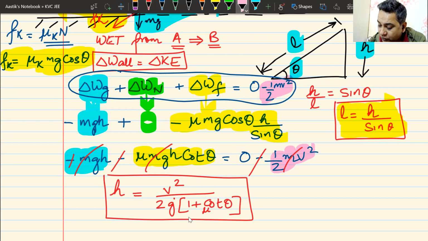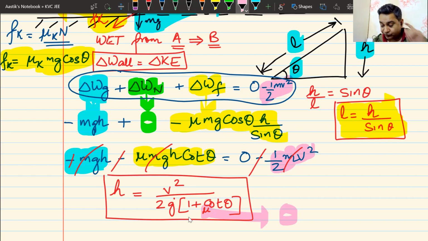If mu is 0, that means this is frictionless. The answer is simply v square by 2g. There's no friction. Answer is v square by 2g. Doesn't change anything. Am I clear? Yes, sir. So that's it. That is how you had to do this.